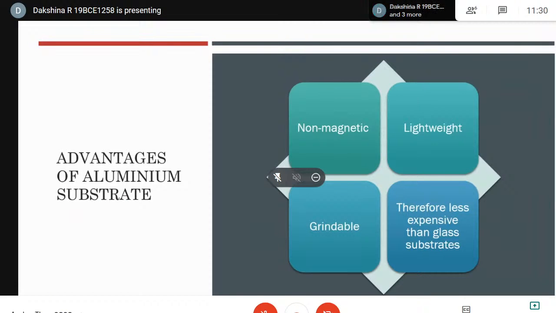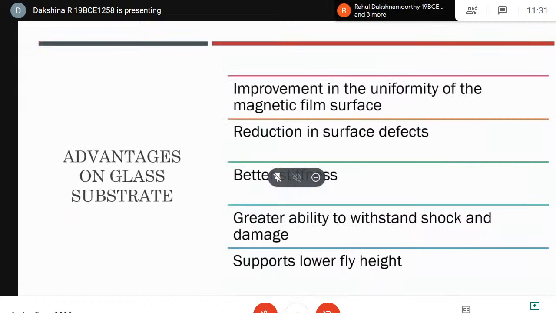Magnetic disks made of aluminum alloys are used in hard disk drives or HDDs because aluminum is non-magnetic, lightweight, and grindable. Aluminum substrates are also less expensive than glass substrates. Next slide. The following are the advantages of glass substrate coating. There is an improvement in the uniformity of the magnetic film surface to increase disk reliability, a significant reduction in overall surface defects to help reduce read and write errors, and a greater ability to withstand damage, and also improved shock resistance and overall higher stability. Next slide.